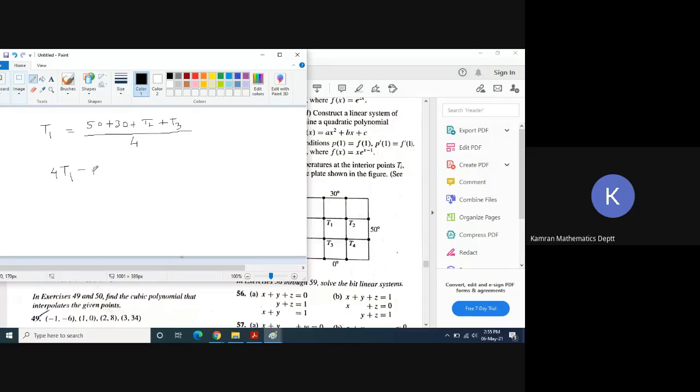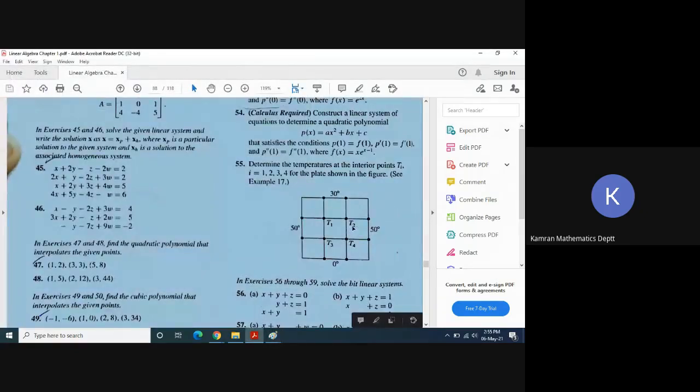minus T2 minus T3, and 50 plus 30 is 80, equal to 80. So this is the first equation. Here T1, T2, T3 are unknowns.